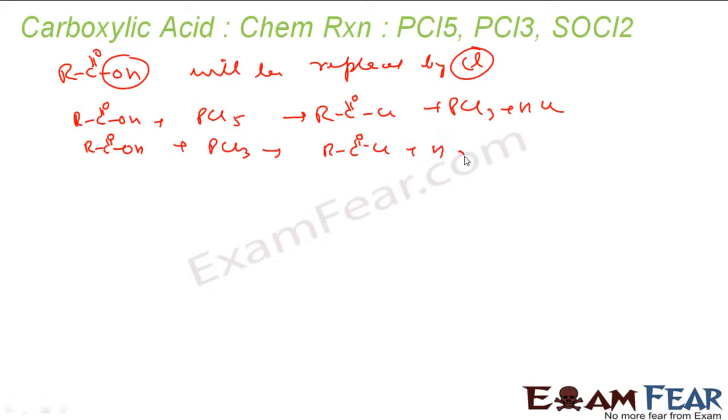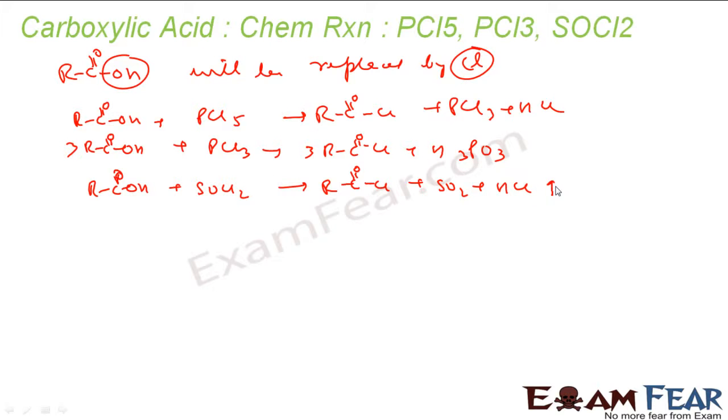Similarly, if I have RCOOH, this is my carboxylic acid, react with PCl3, I get RCOCl and H3PO3. I get three of these, I need three of this. Similarly, if I have RCOOH, again my carboxylic acid, I react with SOCl2, you get RCOCl, sulfur dioxide gas, and HCl. This is most preferred because these gases emit on their own. This is the most preferred method.